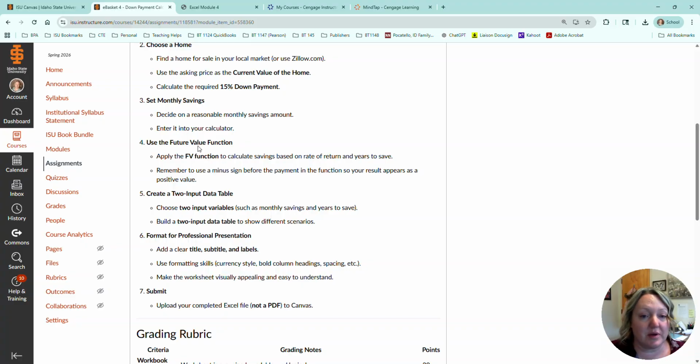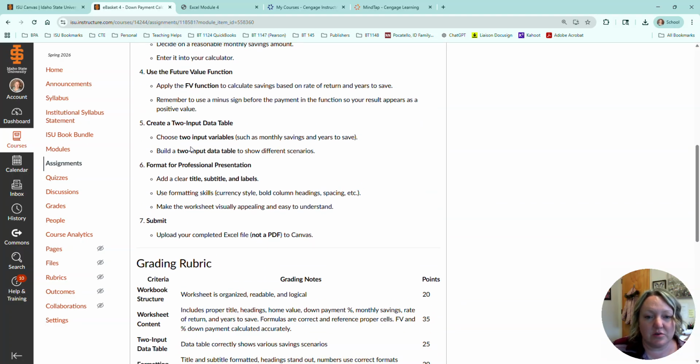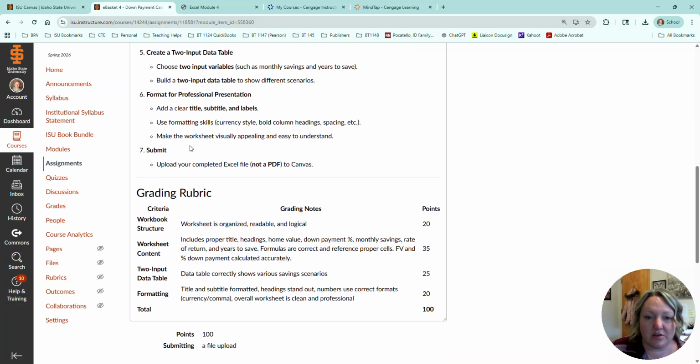Go out to Zillow, pick a house that you would love to buy, your dream house or a starter house or whatever you want. Find out how much it costs, what Zillow says it's worth. You're going to put that into your worksheet. You're going to calculate the future value, create a 2-input data table. This module talks about data tables, and I walk through it in the project.